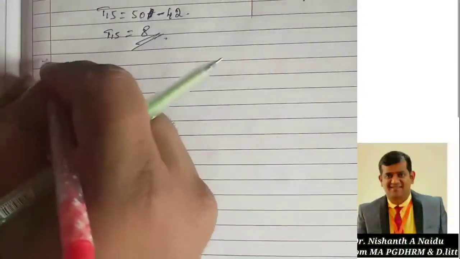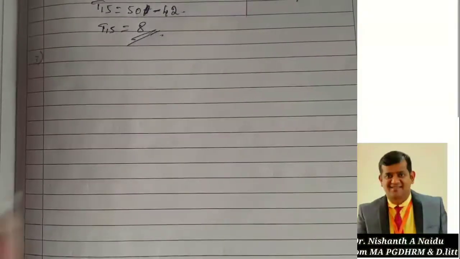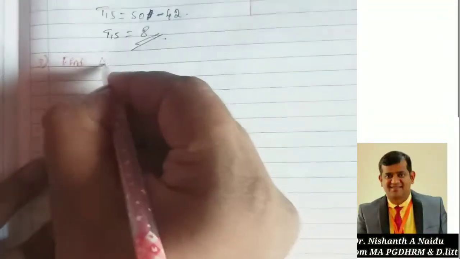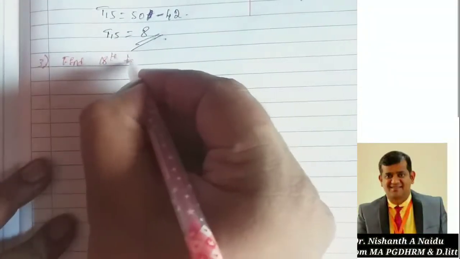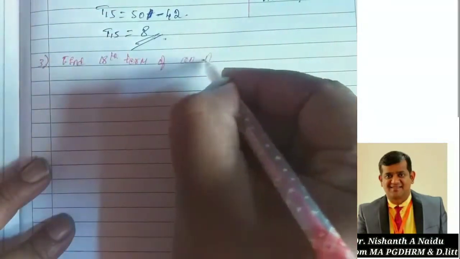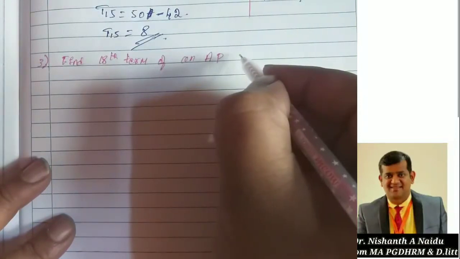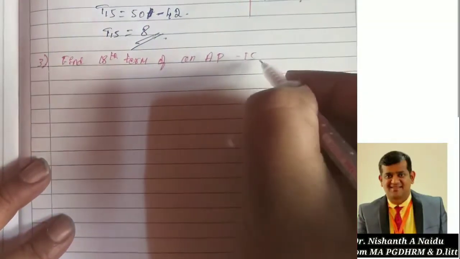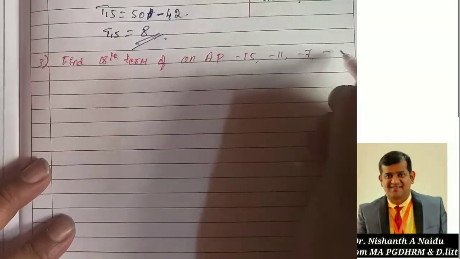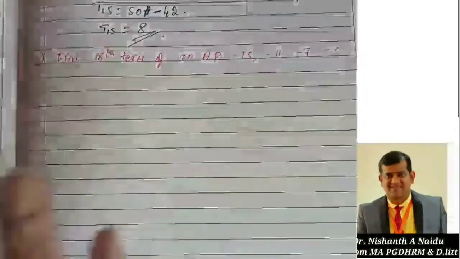That is the third problem I'm going to solve. Find the 18th term of an arithmetic progression, AP: minus 15, minus 11, minus 7, minus 3. So this is the problem.